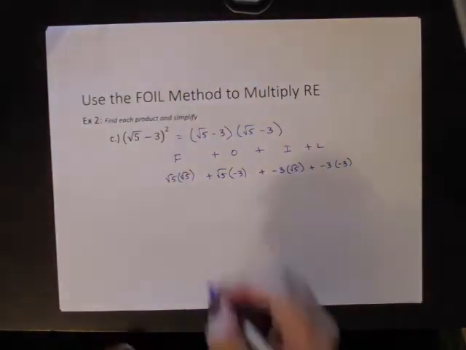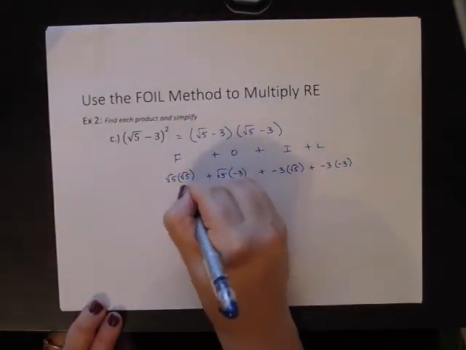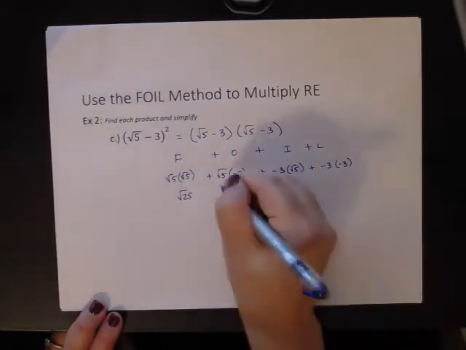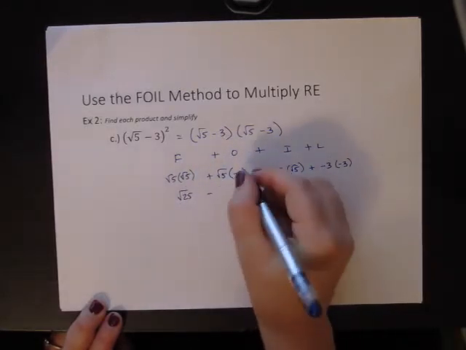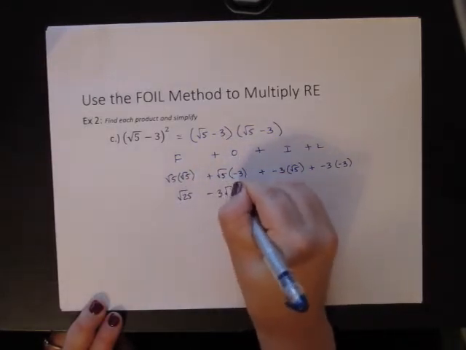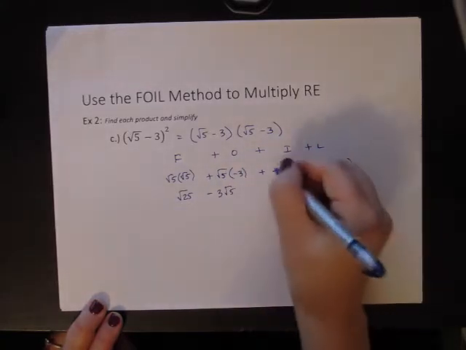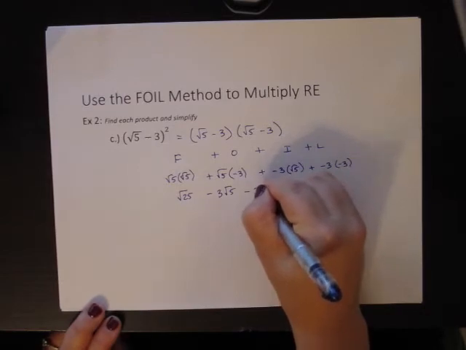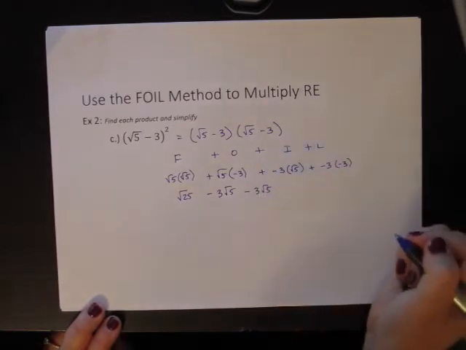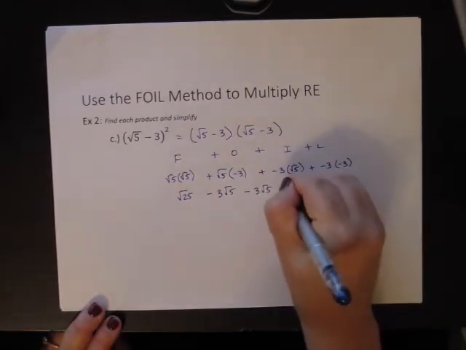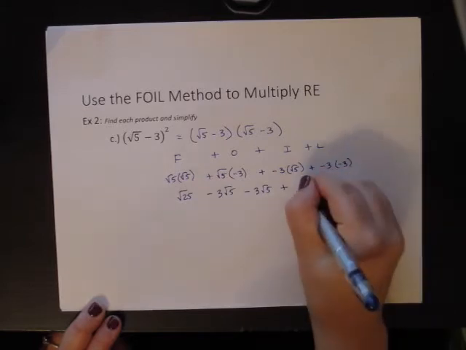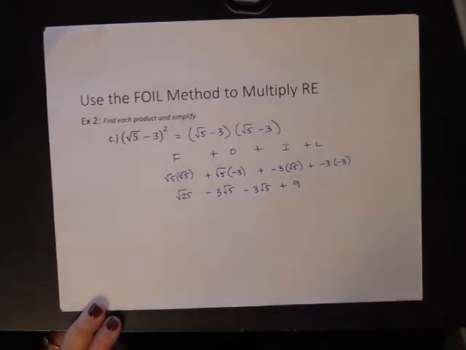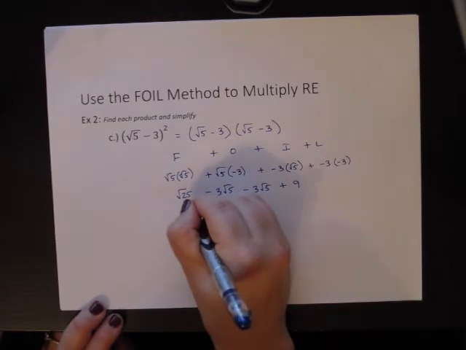Alright, now I'm going to clean this up. Square root of 5 times square root of 5 is the square root of 25. Positive times a negative is a negative. So this would be negative 3 square root 5. Negative times a positive is a negative. So this would be negative 3 square root of 5. Negative times a negative is a positive. 3 times 3 would give me 9. Okay, square root of 25 is going to be 5.